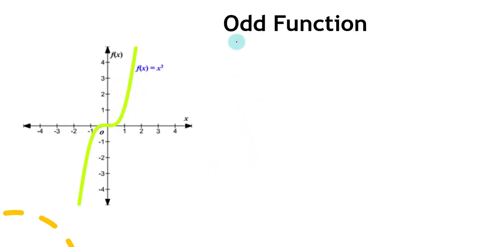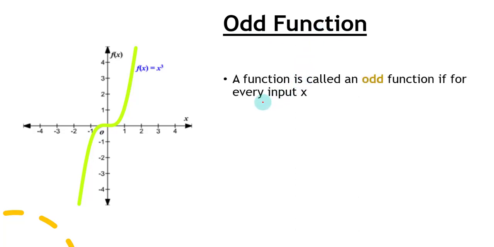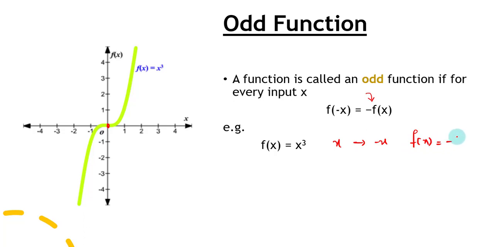So let's talk about what odd functions are. Odd functions are basically those functions that are symmetric about the origin. In terms of representation, we say that whenever we replace x by negative x and we get the negative of our function, our function is an odd function. For example, if you have f of x equals x cubed and you replace x by negative x, instead of getting the original function back, you get negative f of x, that is negative x cubed. Then you say that your function is an odd function.